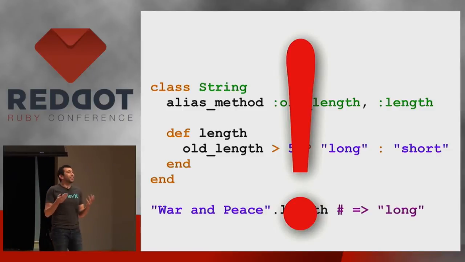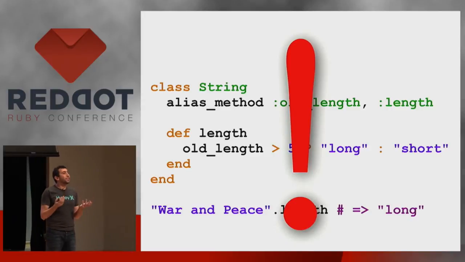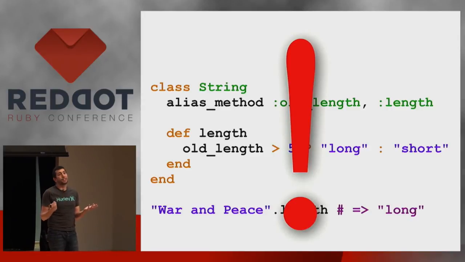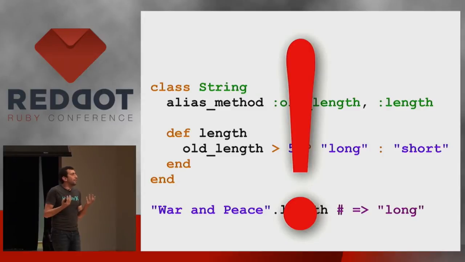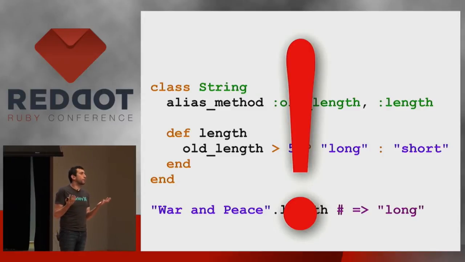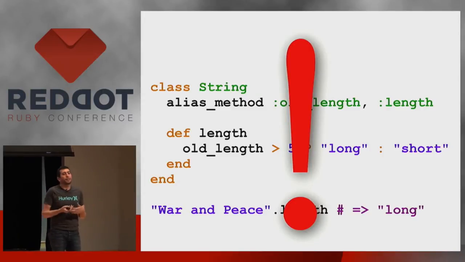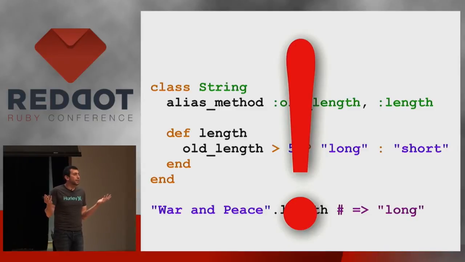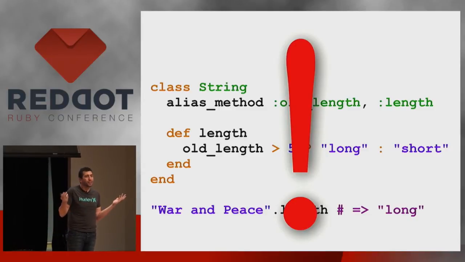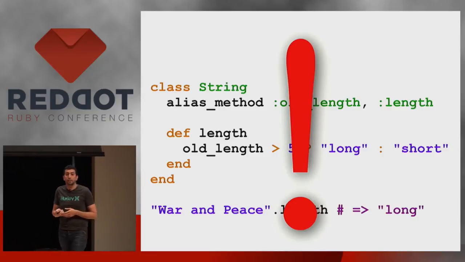Which is okay in this case, because it's pretty obvious, but in a large system, it might happen and you don't even notice. It might happen and you don't even have control over it. Maybe you just required two libraries that monkey patch the same method on the same class. So they step over each other, and unfortunately, these things do happen.